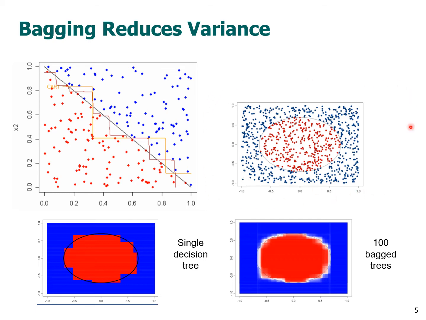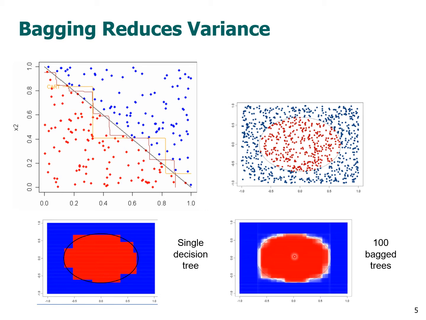In this case, suppose this circle is the optimal, the correct boundary between red and blue. So the goal is to draw a boundary like this. If you use a single decision tree, it may draw something like this. Again, this is not very promising. It's too naive.